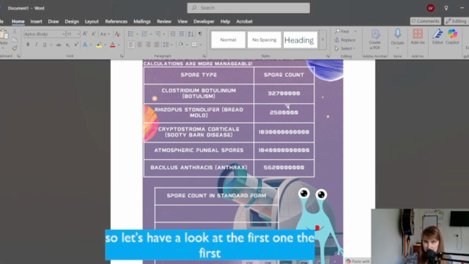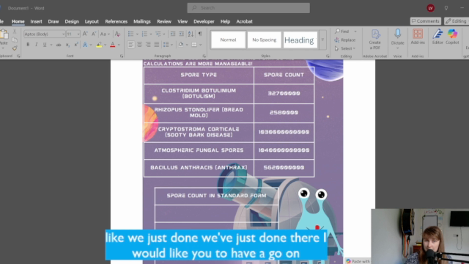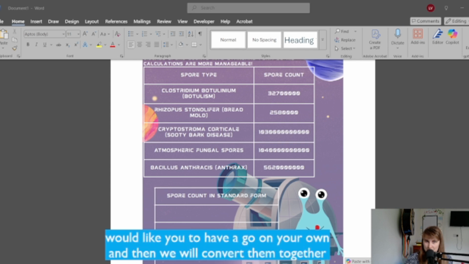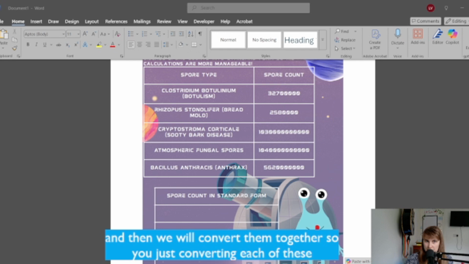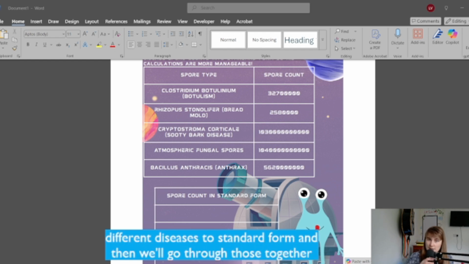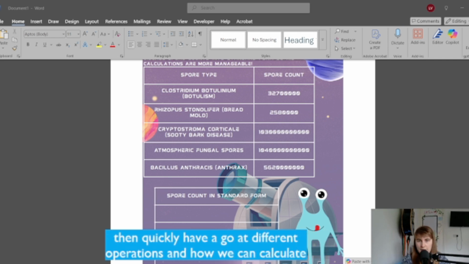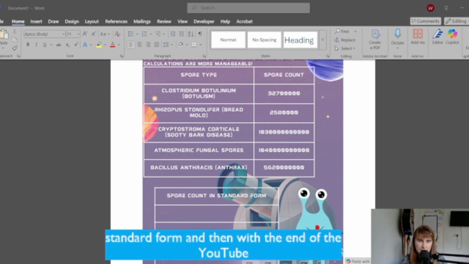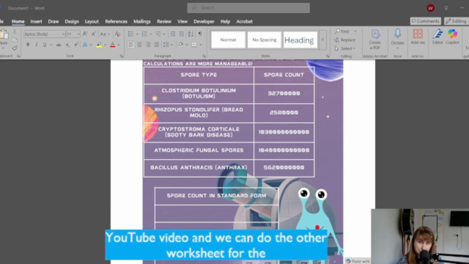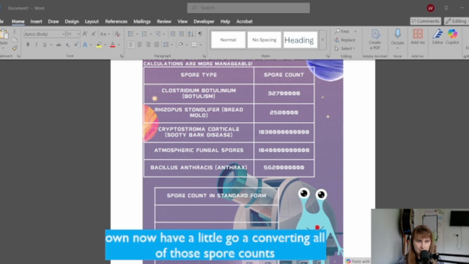The first one is... Well, in fact, I'm actually going to give you a couple of minutes, just like we've just done there. I would like you to have a go on your own, and then we will convert them together. So you're just converting each of these spore counts, if you can see them, for these different diseases to standard form. And then we'll go through those together, and then quickly have a go at different operations and how we can calculate in standard form, and then at the end of the YouTube video, we can do the other worksheet for the Patreon. So just on your own now, have a little go at converting all of those spore counts for me into standard form.